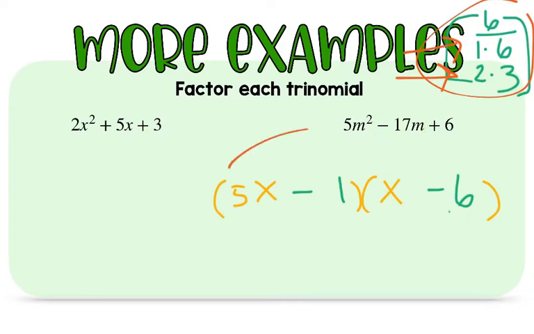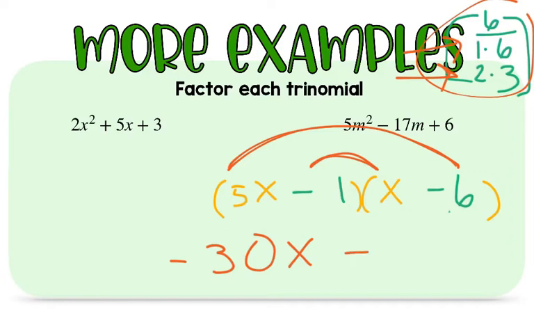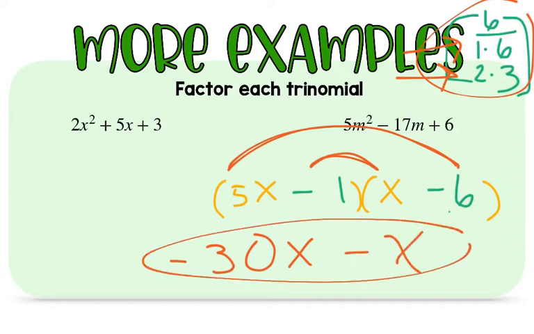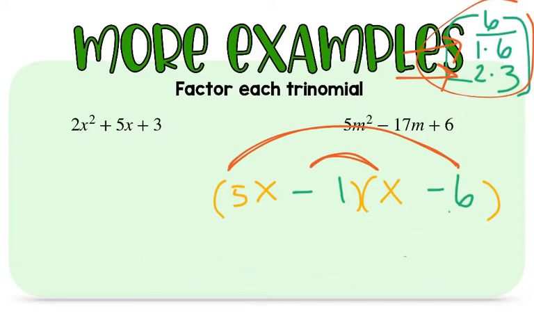Again, a quick way of checking is just check the far ones, check the close ones. These far ones will give me negative 30x, and these close ones give me negative 1x, or negative x. This in no way could ever get me to negative 17, so that must not be right. So let's try changing it.